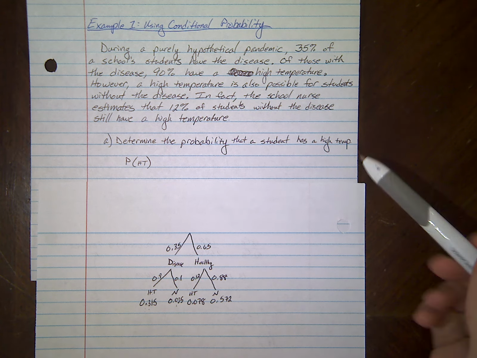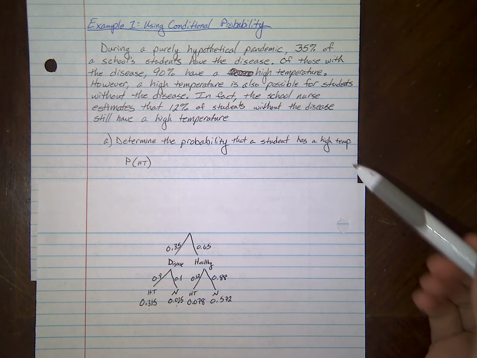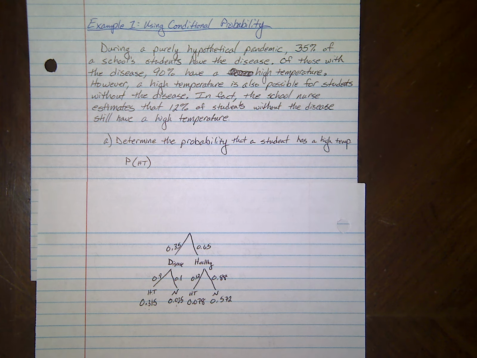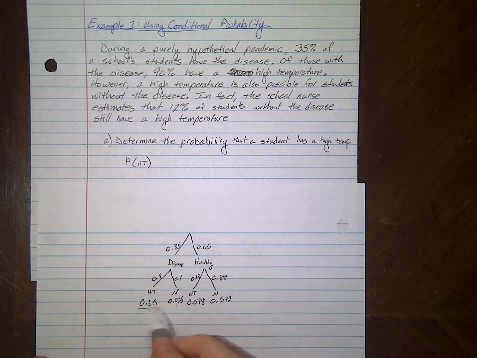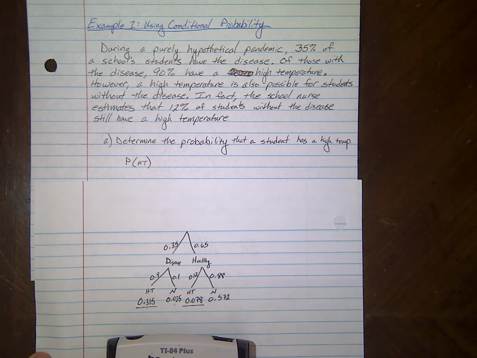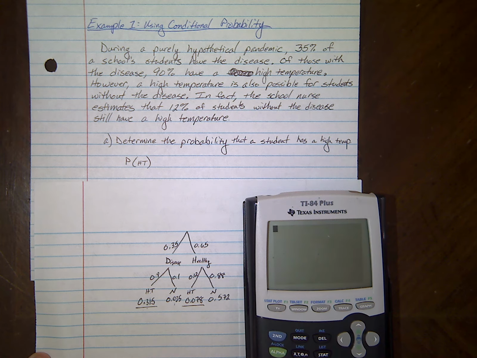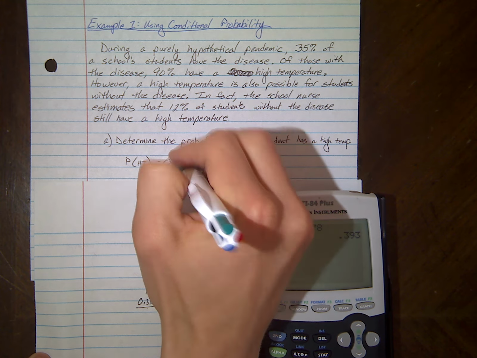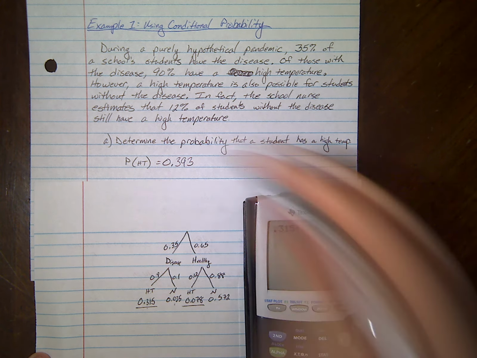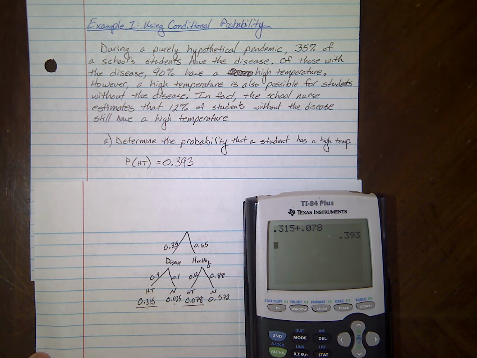First one, determine the probability that a student has a high temperature. Nothing conditional about this. How many kids have the high temp? Okay, well, you've got two branches with the high temp. You've got this branch, and you've got this branch. So all you have to do there is add those two together. So 0.315 plus 0.078 is 0.393. So the probability that a student has a high temp is about 39.3%.